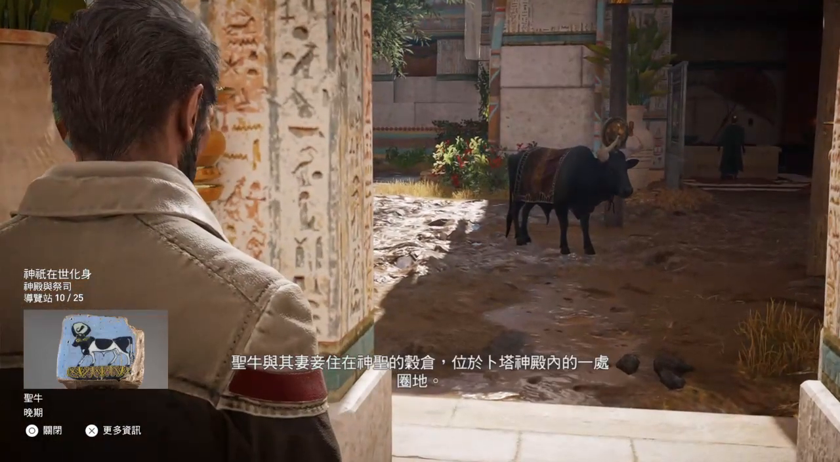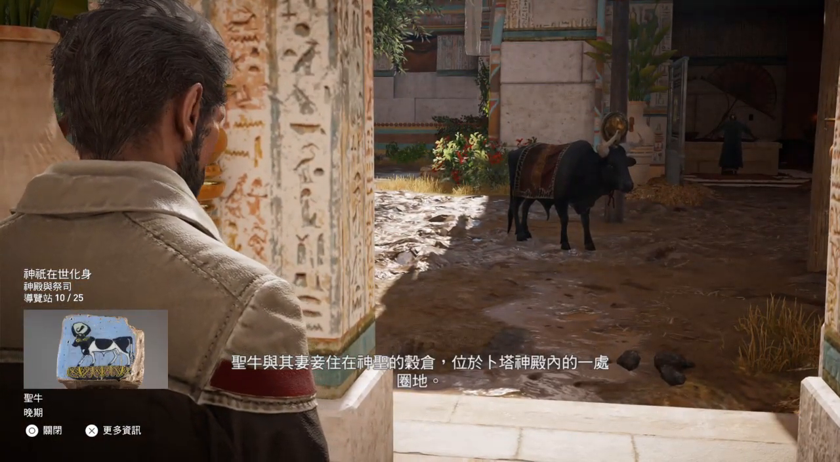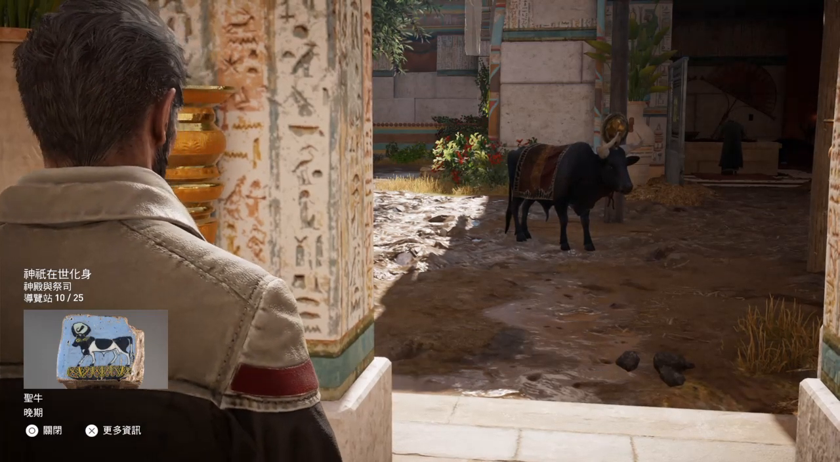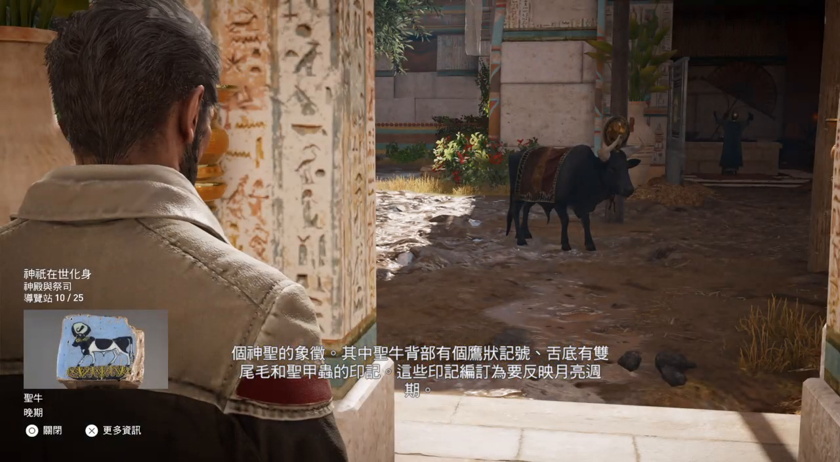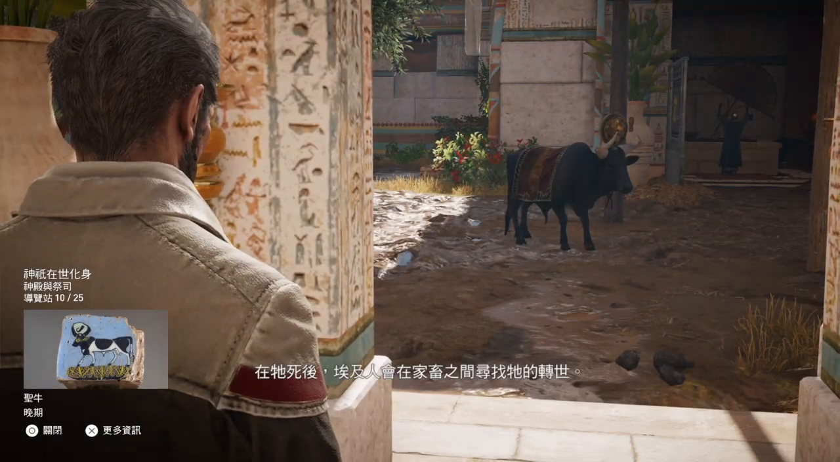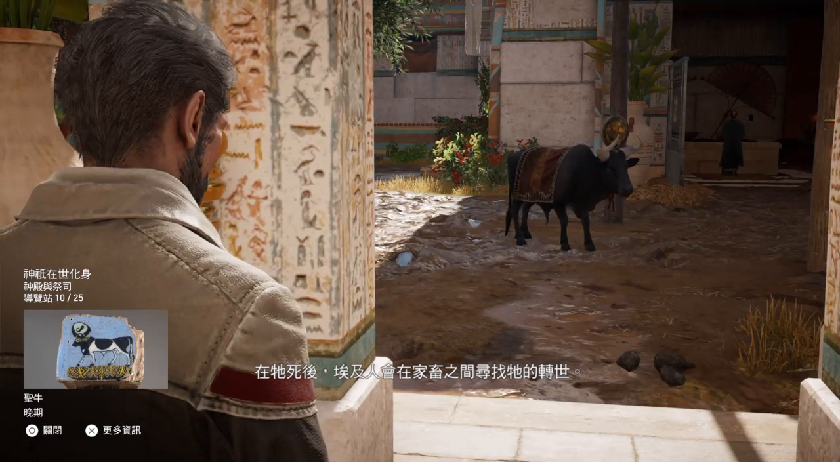The Apis bull lived with its harem in a sacred barn located in an enclosure in the Temple of Ptah. Each bull bore 29 signs representative of its divinity. Among them, the bull had an eagle-shaped mark on its back, a double tail hair, and a scarab-shaped mark under the tongue. The signs were intended to correspond with the lunar cycle. After its death, Egyptians would search for its reincarnated form among the livestock.